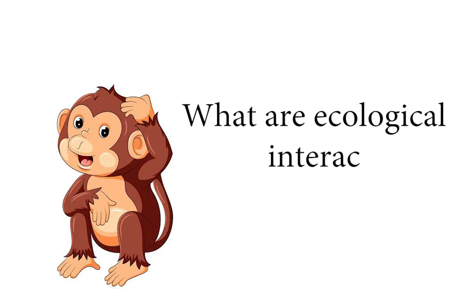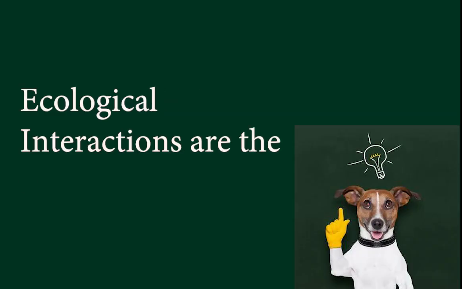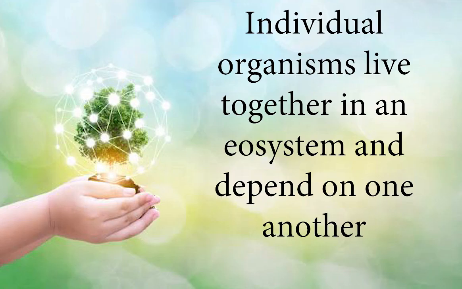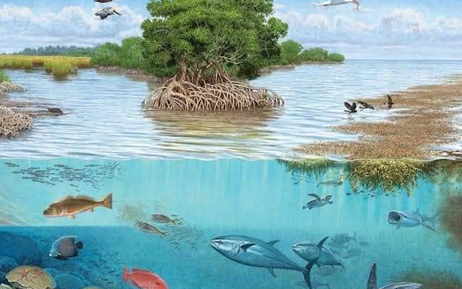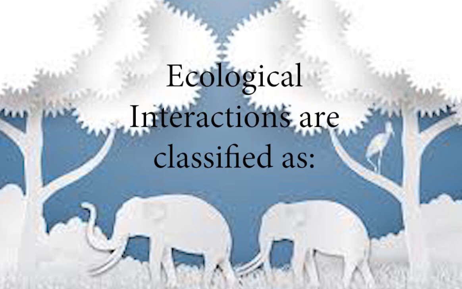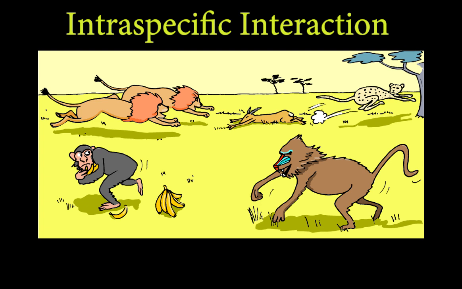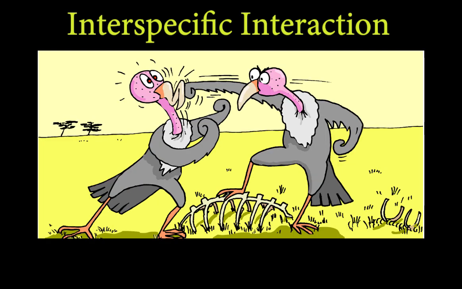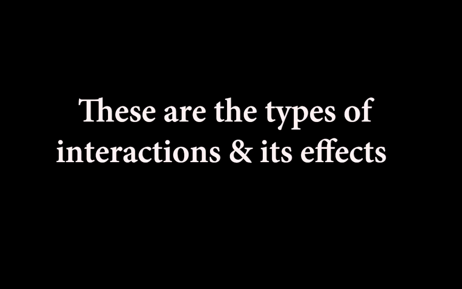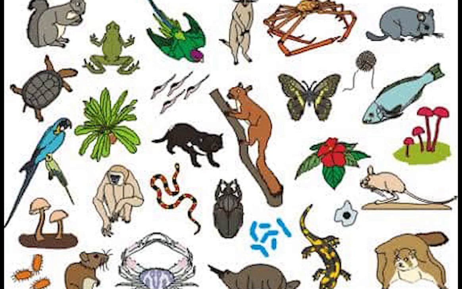So what are ecological interactions? Ecological interactions are the effects organisms in a community have on one another. Individual organisms live together in an ecosystem and depend on one another. In fact, they have many different types of interactions with each other, and many of these interactions are critical for their survival. Ecological interactions are classified as intraspecific interactions, interspecific interactions, harmonious interactions, and inharmonious interactions. These are the types of interactions and their effects.